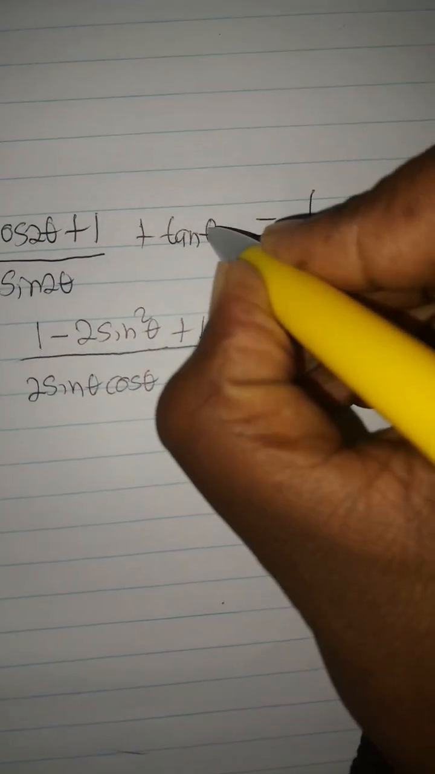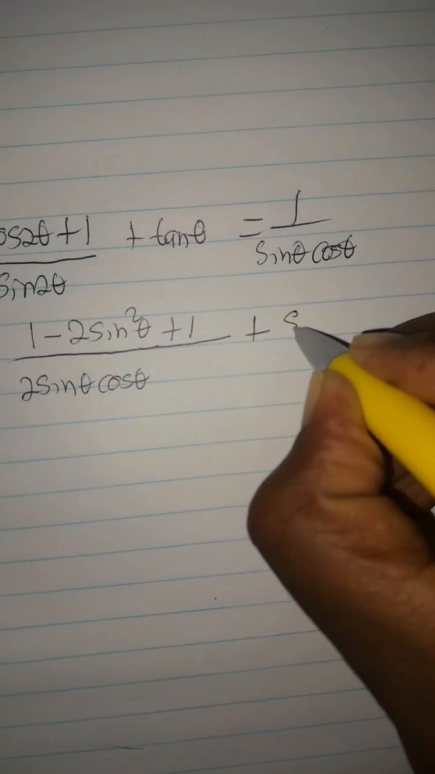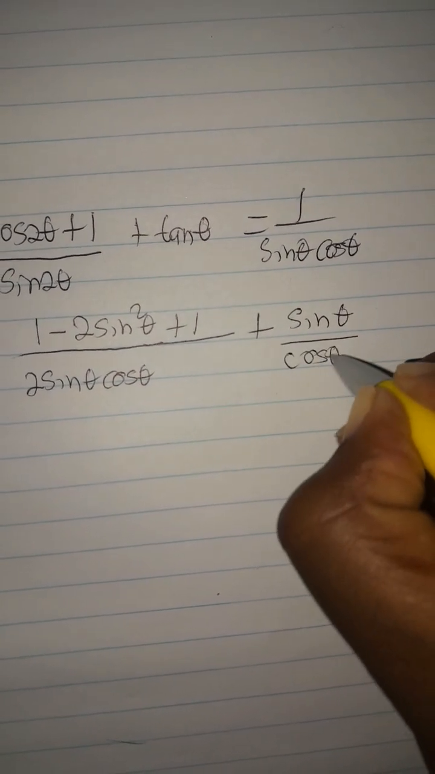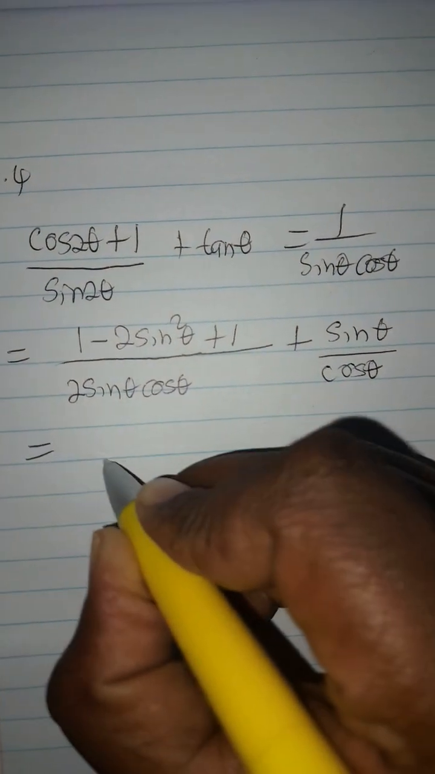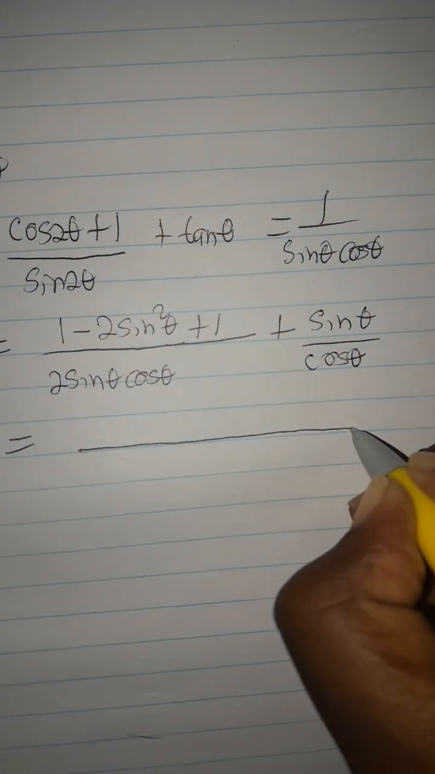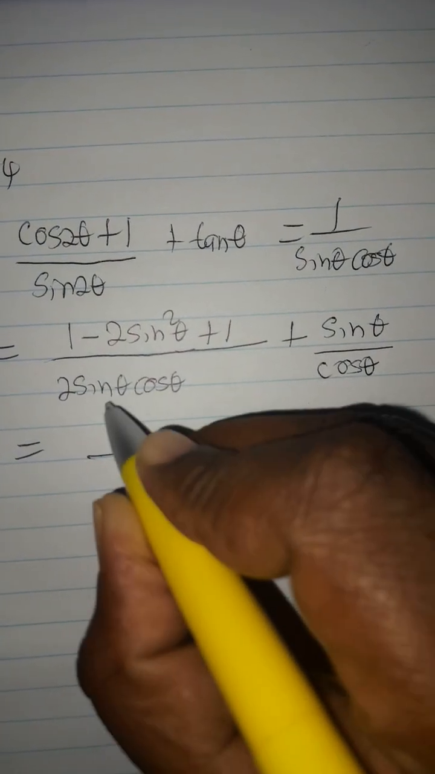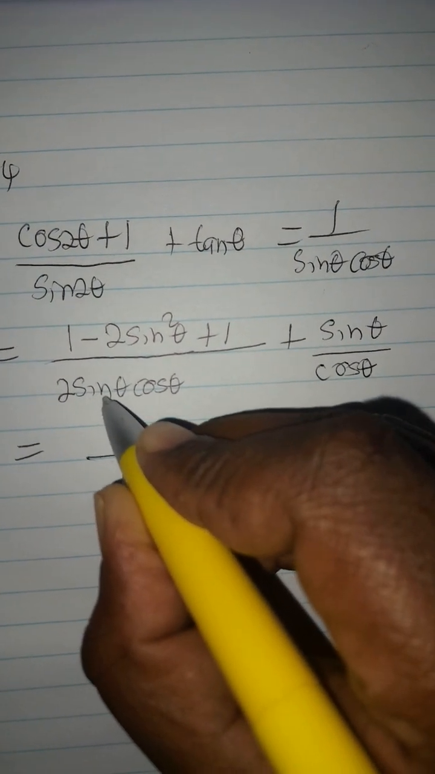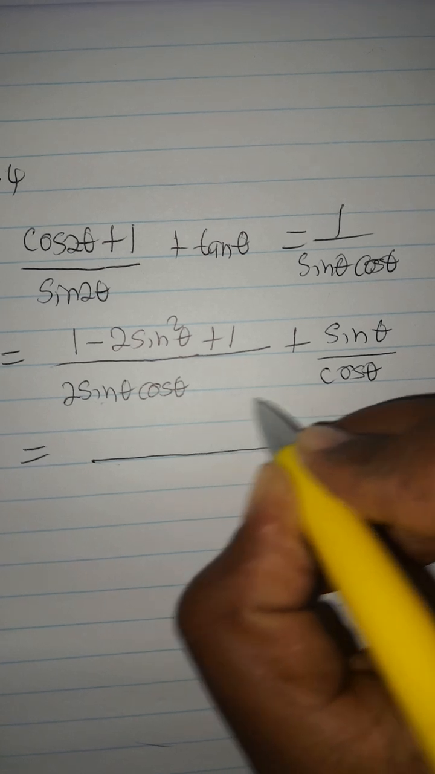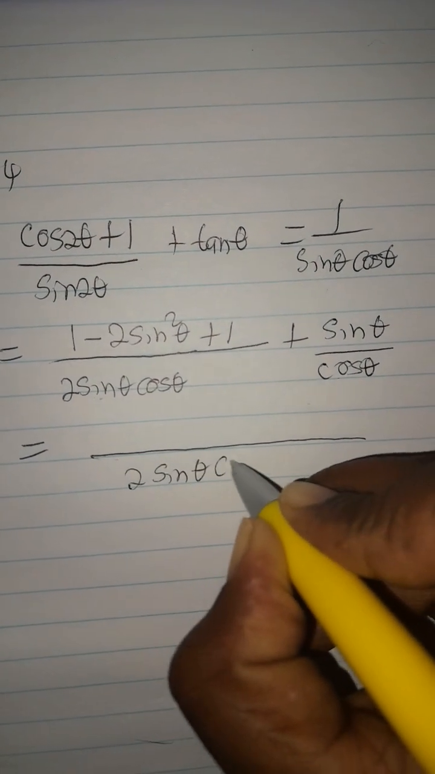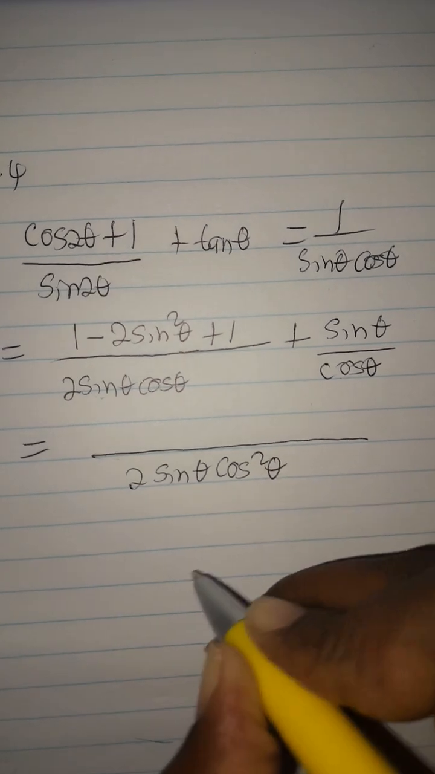So we can change tan theta. Since it's a quotient identity, it will be sine theta over cos theta. So from there, we can find an LCD. LCD will multiply these two denominators. So it's going to be 2 sine cos times cos. That will be 2 sine theta cos squared theta, right?